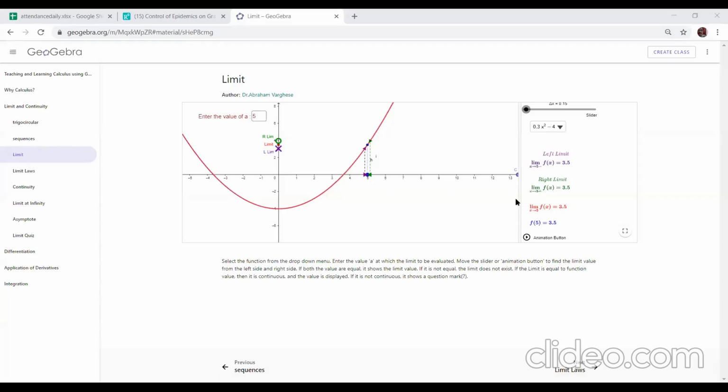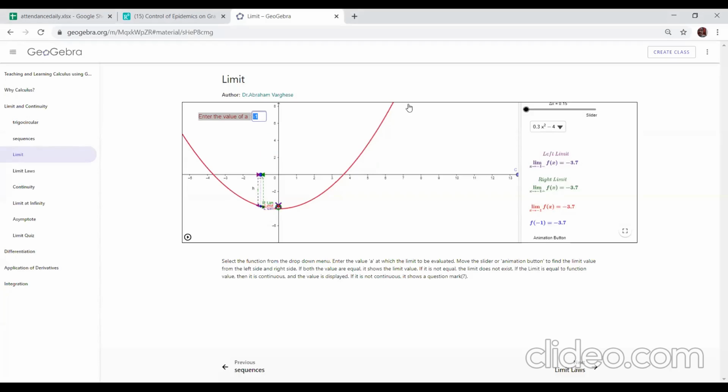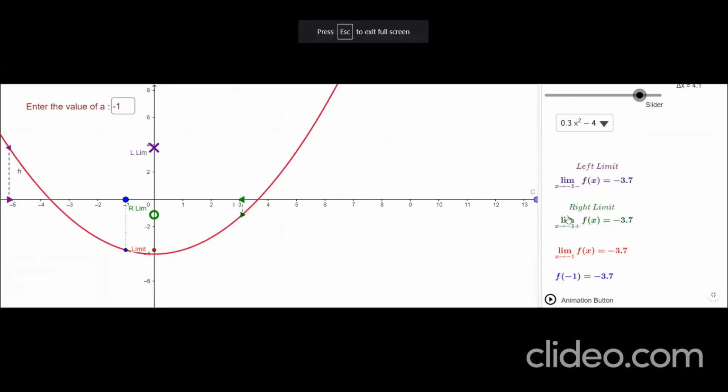Yeah, that idea is clear now. Let me change to another point so you can see here. I want to evaluate this limit at the point, say, -1. So what happens? First you observe the graph. -1 is the point I want to evaluate, right? I'll move this point left and right side. So look at the x-axis as well as the graph.